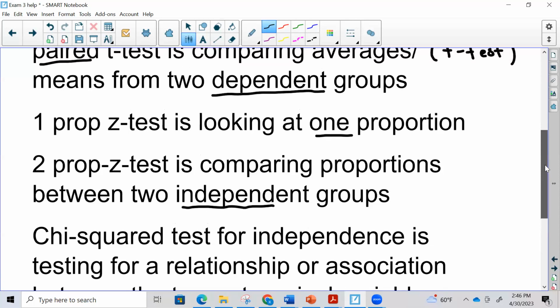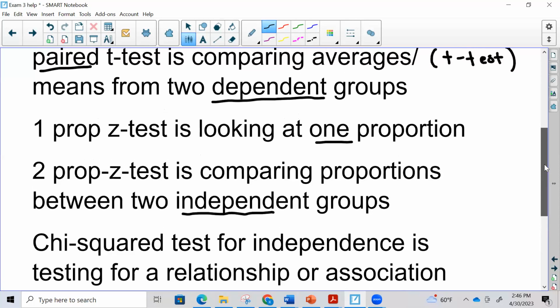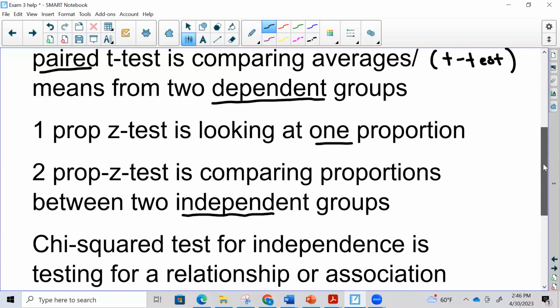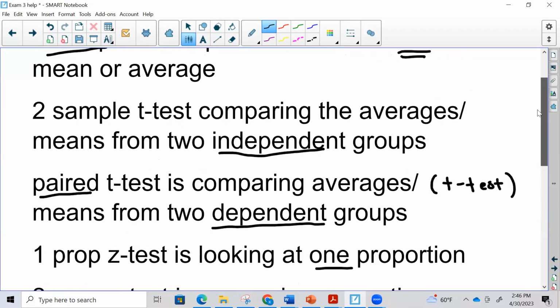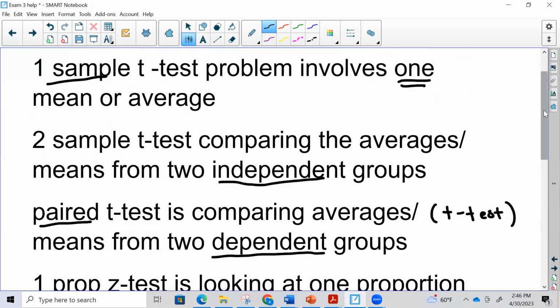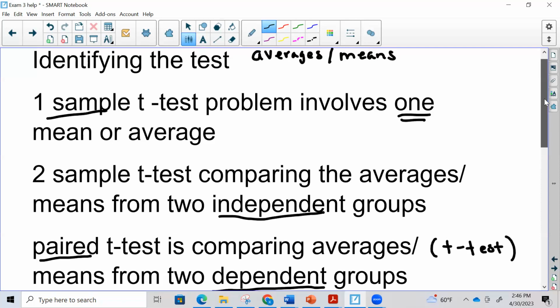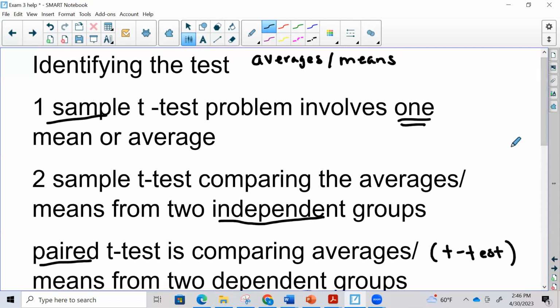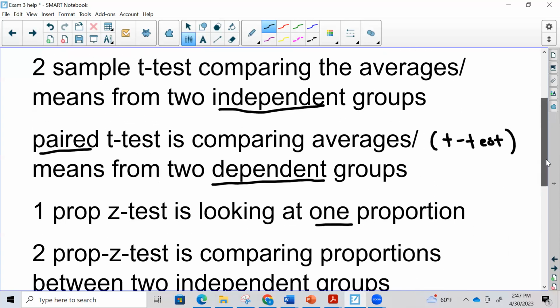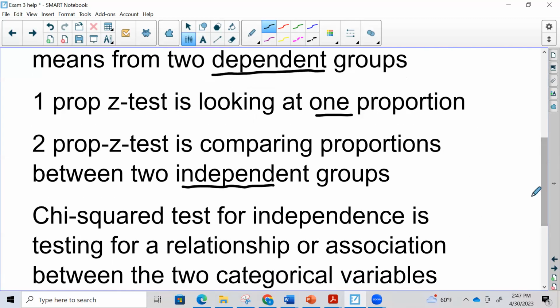Just one thing to be careful about is not every percentage problem is a one prop z-test or two prop z-test. Averages can be percentages. So if they're comparing like the average test score and it's in a percent, that's still going to be some type of t-test. So just pay attention to if they're talking about averages. Don't just assume, okay, percentage is definitely a proportion. Most of the time it is, but occasionally averages can be presented in percentages.